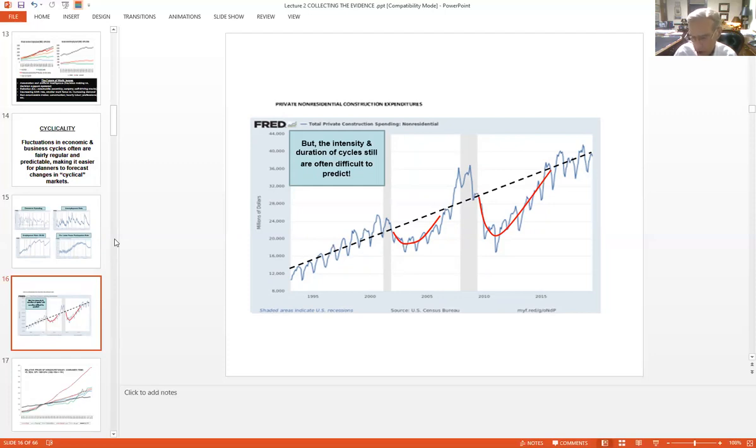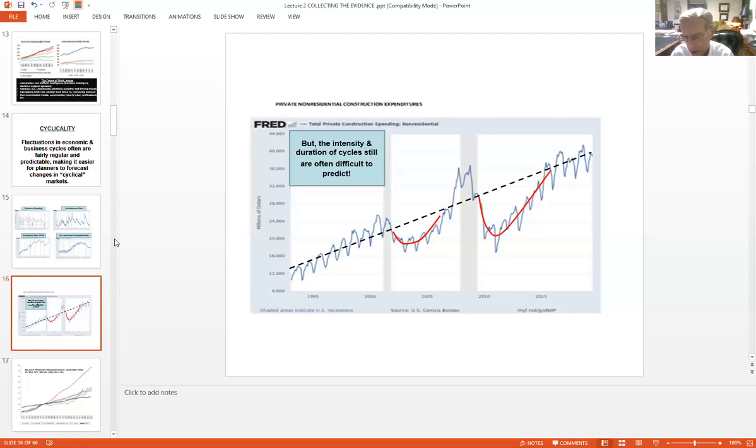But the first recession that you see earlier on didn't last nearly as long as the recession that occurred between 2007, probably, and 2011, depending on how you look at it. So non-residential construction certainly is cyclical, and it's had peaks as well as valleys. But the intensity and duration of these cycles is a little more difficult to estimate than even the timing.